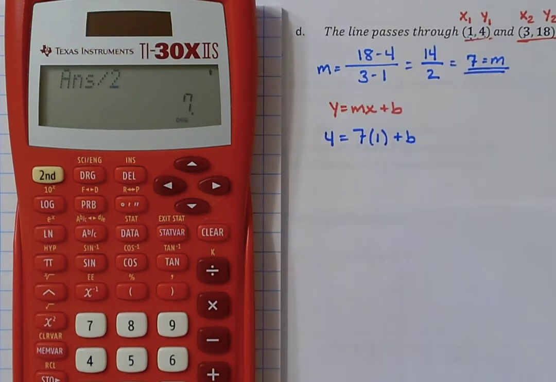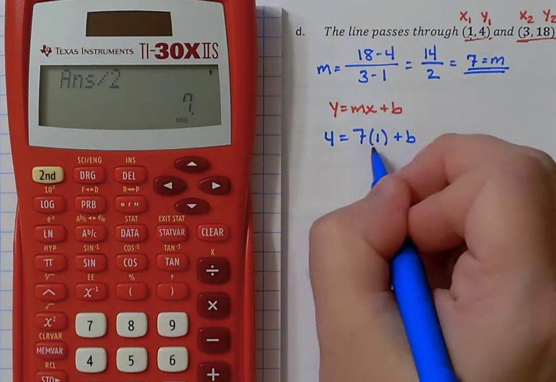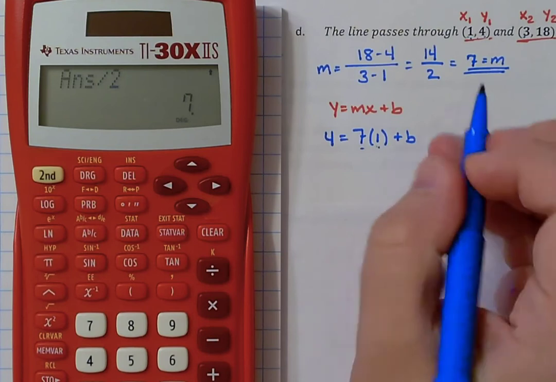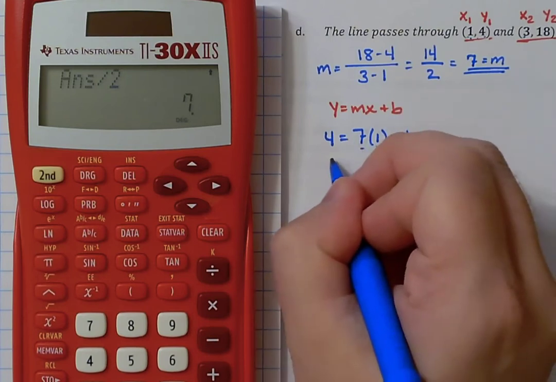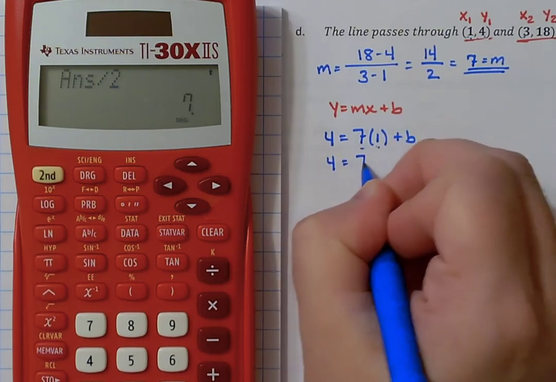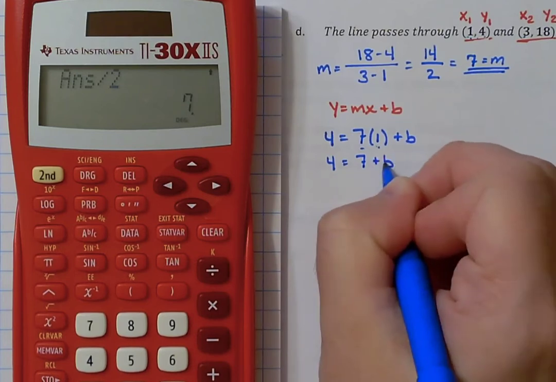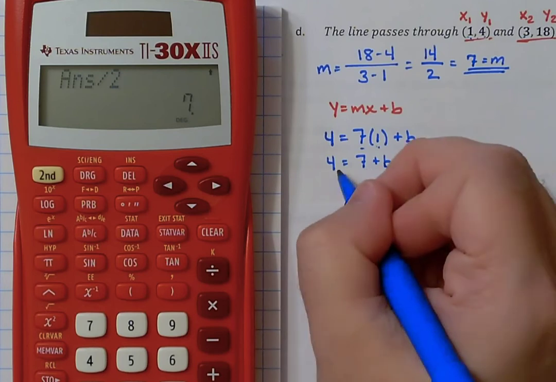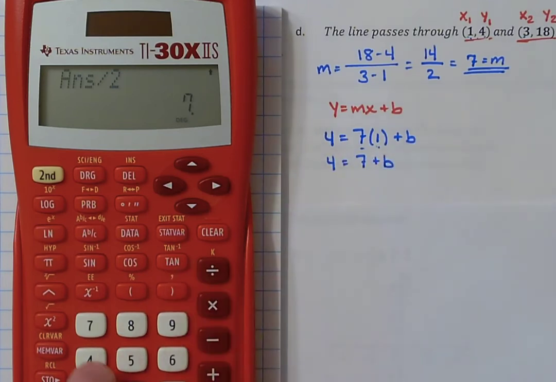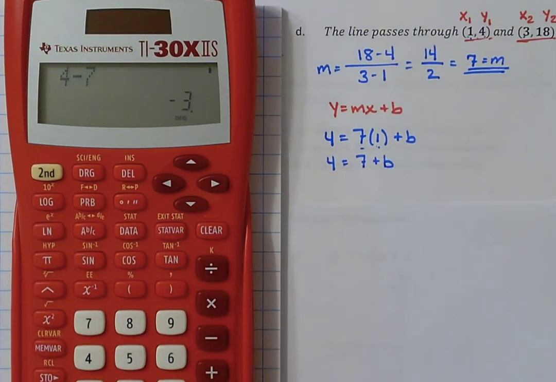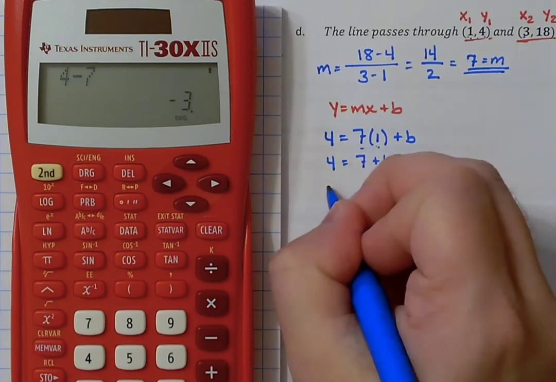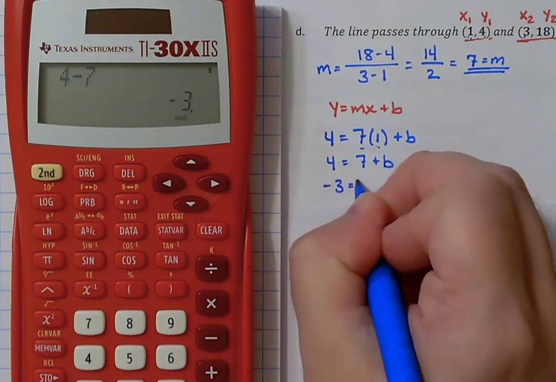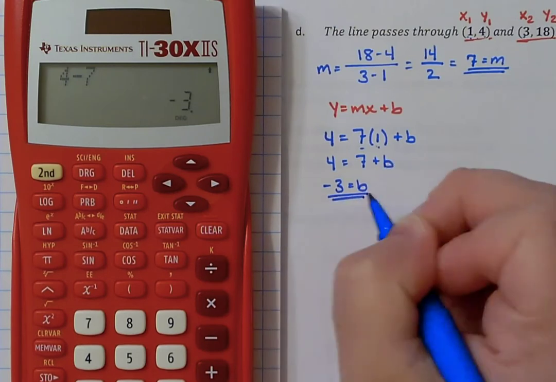So I have 4 equals 7 times 1 plus b. So if we do 7 times 1, we end up with 7, so it's 4 equals 7 plus b. And then because this is a positive 7, to move it to the other side, I have to subtract it. So we're going to do 4 minus 7, and I end up with negative 3. So negative 3 equals b.